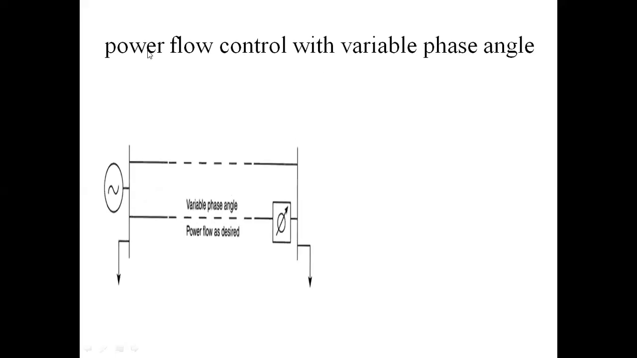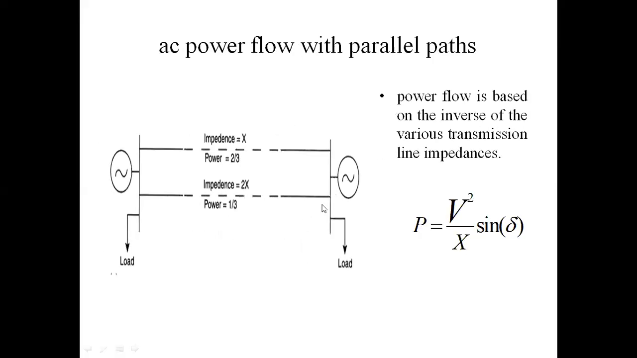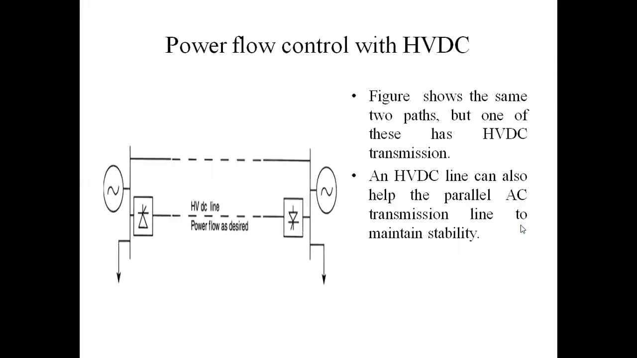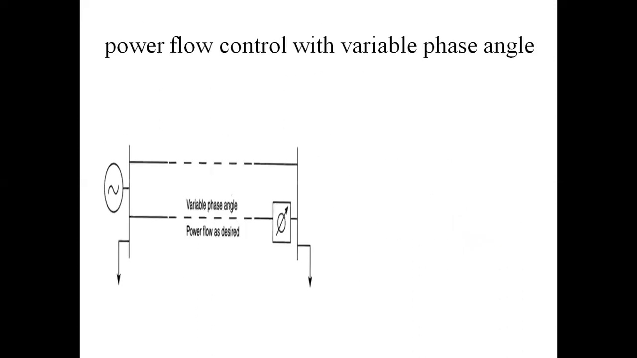This is the fourth type of power flow in parallel transmission lines: power flow control with variable phase angle. In this second transmission line, this is the uncontrolled device and this is the controlling device. When the phase angle is reduced, the power flow capacity increases. This is totally related to the formula P = V squared by X sin delta, where delta is the phase angle. When decreasing the phase angle, the power flow capacity increases.